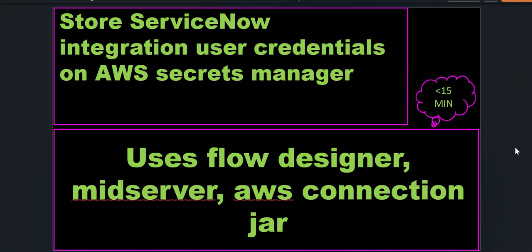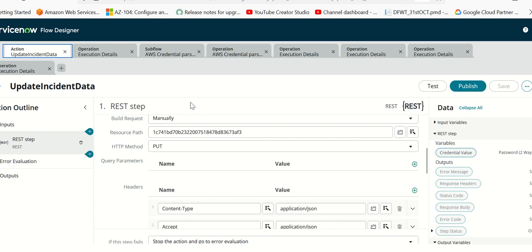In this video, we will see how to store ServiceNow integration user credentials on AWS Secrets Manager and use that in a Flow Designer. This setup requires a MID server and an AWS connection jar file. So let's get started. First, we'll see how the setup works and then look at the mechanics of it.